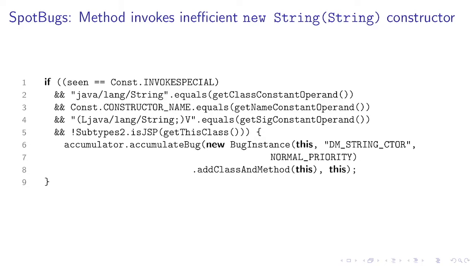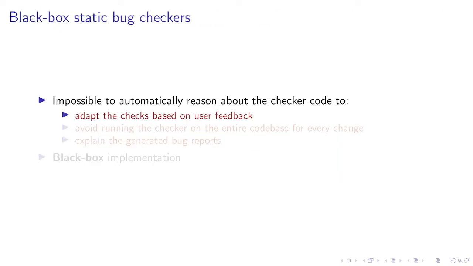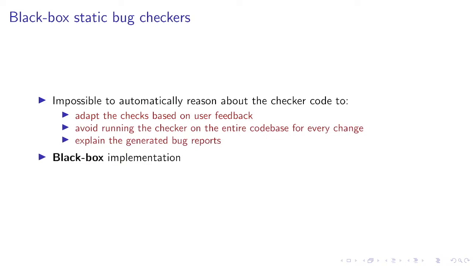The code is concise and readable, but only if you're familiar with JVM bytecode, which is the intermediate representation on which SpotBugs operates. This style of implementation also mixes the what and the how of the analysis, which is fine if you only want to run the code. But what if you want to adapt the checks based on user feedback, for example, or avoid reanalyzing the entire code base for each change, or explain the generated bug reports? Essentially, this style of specification closes the detectors to analysis and transformation, so they behave like black boxes.